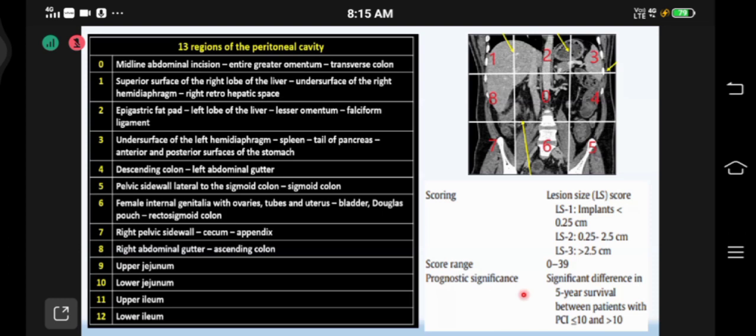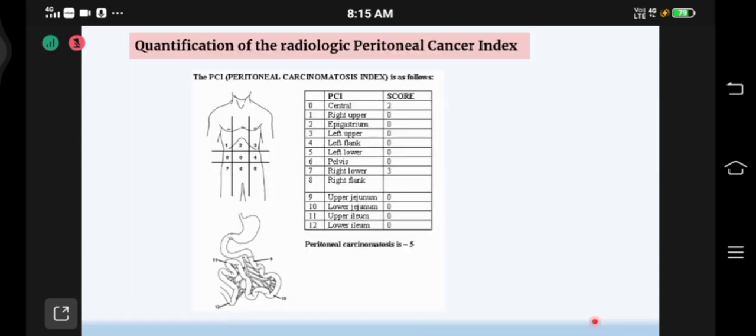39. So, prognostic significance: there is a difference in 5-year survival between PCIs of 10 and more, and PCIs of 10 and less. Okay, so there is a significant difference between these two groups. Quantification of the radiological peritoneal carcinomatosis index: this is how we give it in our report. These are the various regions. Supposing we have greater omental deposits with a score of 2, and right lateral pelvic wall deposits of more than 2.5 centimeters, which is 3, then we add 3 plus 2, so it is 5 out of 39, right?